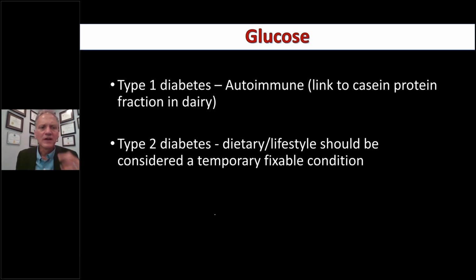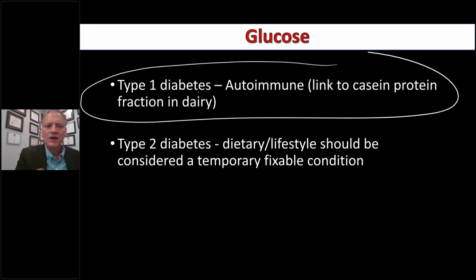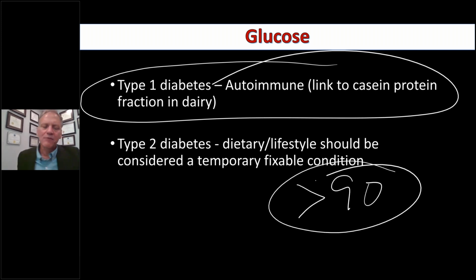All right, so glucose. Type 1, of course, that's an autoimmune. We're going to talk about that. If the blood sugar's high, once your blood sugar goes over 90, now we're starting to have problems.